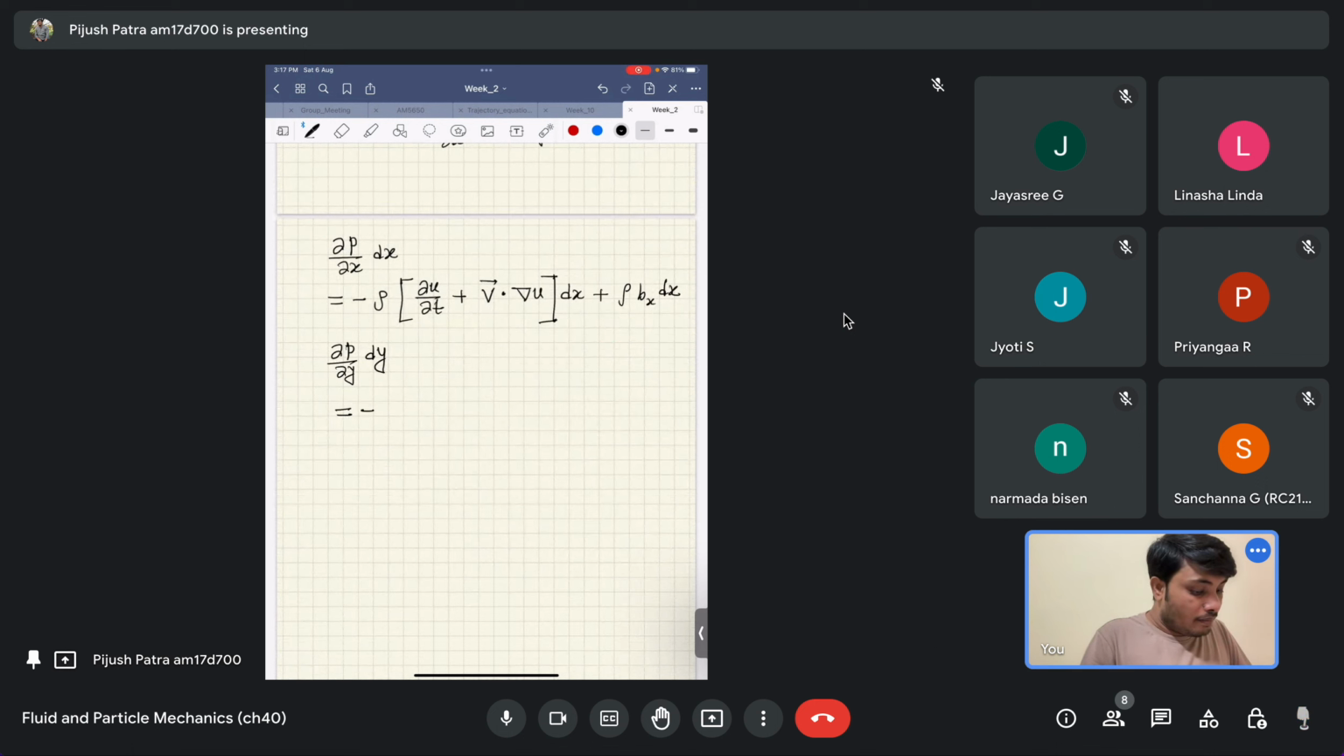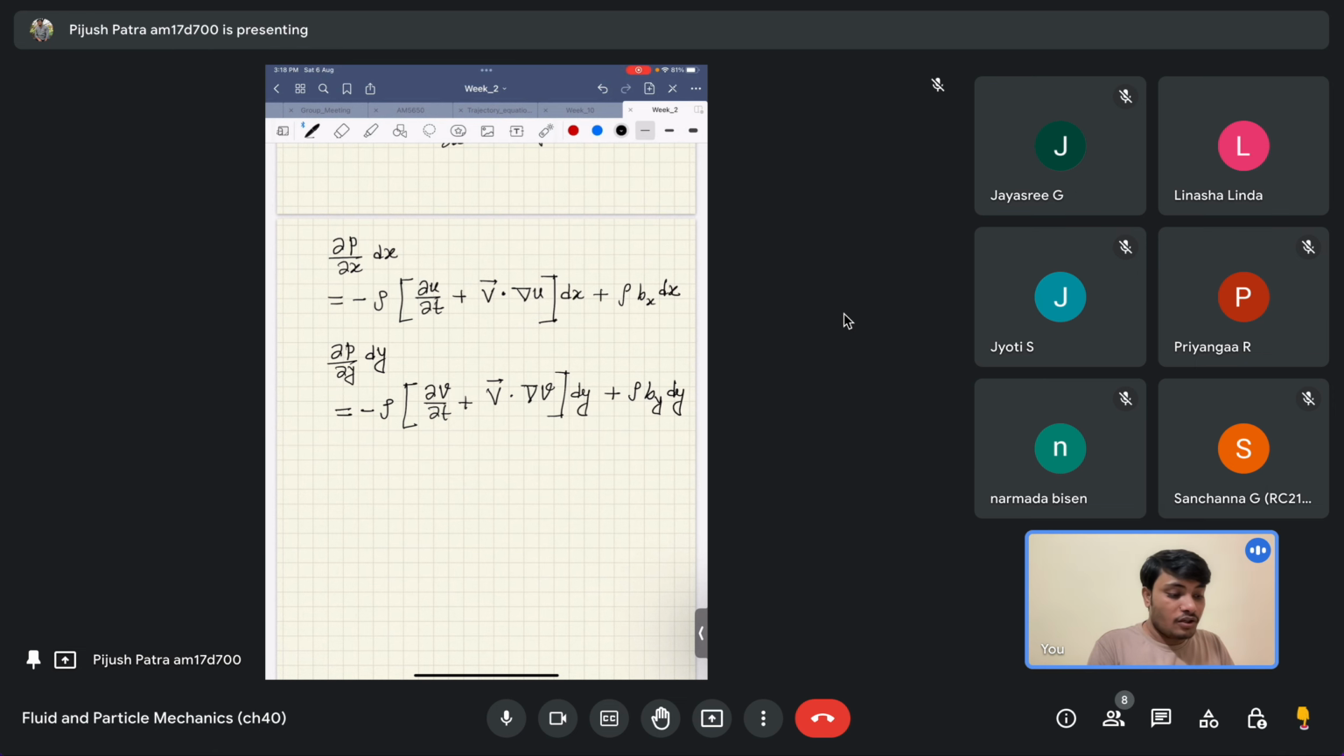So it will be minus rho, what is the velocity in the y direction, that is v, right? So ∂v/∂t plus v dot gradient of v into dy, plus rho b_y into dy, sorry, here it will be again dy. Is everybody clear up to this point?